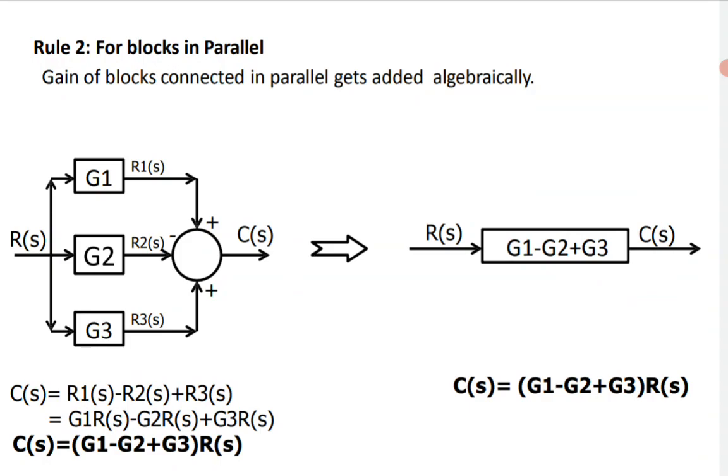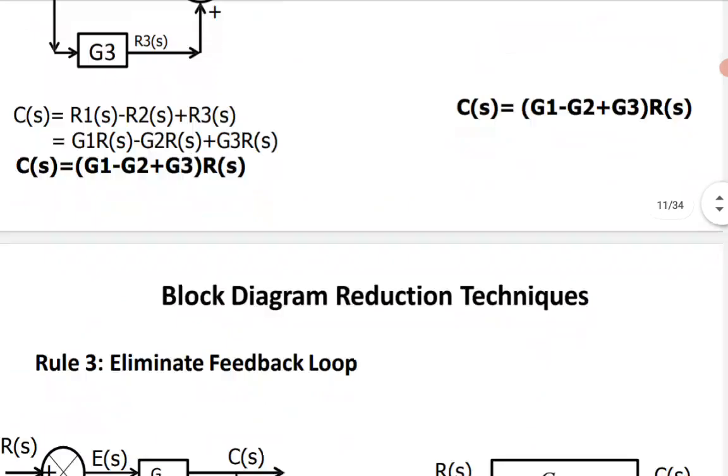On the left hand side, C of S is equal to R1 of S minus R2 of S plus R3 of S, which is equal to G1 R of S minus G2 R of S plus G3 R of S, and taking R of S common, that generates G1 minus G2 plus G3 whole into R of S. Now I hope you have a clear concept regarding the equivalent representation of the relevant blocks, where the actual result should not be disturbed and should remain the same.